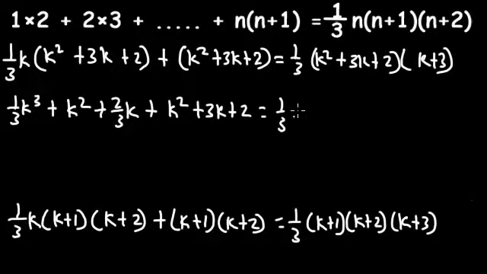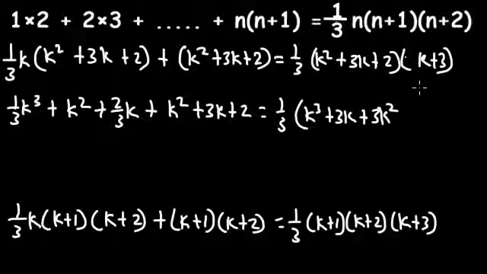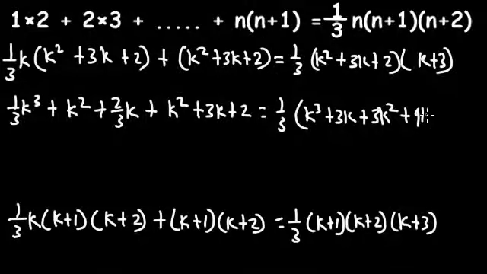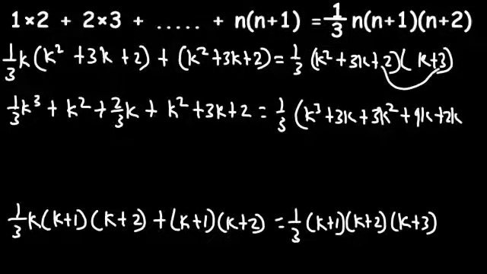Now we have 1/3. Now let's expand this again. K squared times k gives us k cubed. And k squared times 3 gives us plus 3k. Alright, then we'll do the same thing for this. 3k times k gives us plus 3k squared. And 3k times 3 gives us plus 9k. Okay, perfect. 2 times k gives us plus 2k. And finally, 2 times 3 gives us plus 6.